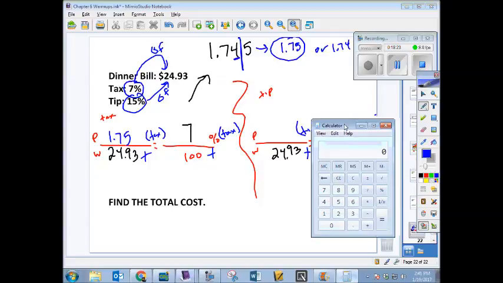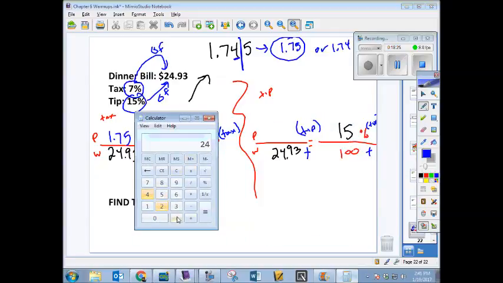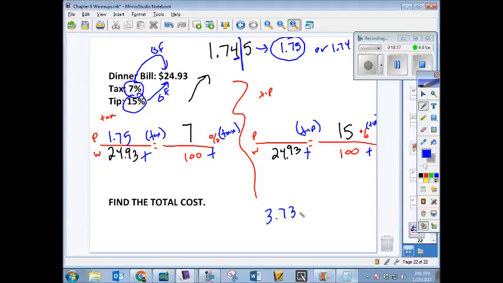So over here, we'll do the same thing over here. 24.93 times 15 divided by 100. That's going to give us 3.739, right? So that's going to be either what or what here? It's going to be $3.73 or it's going to be $3.74. What's it going to be, guys? This 3 is going to look to the number to the right, and that is 5 or more, so it's going to go up to $3.74.